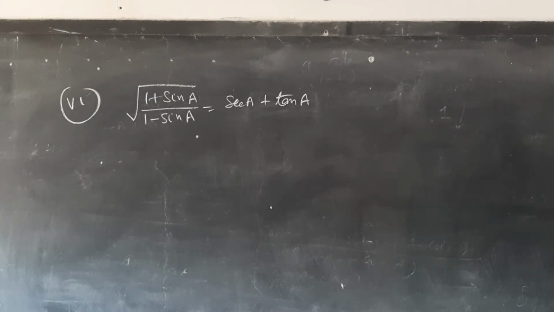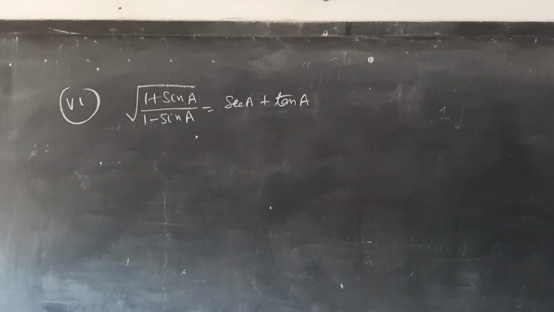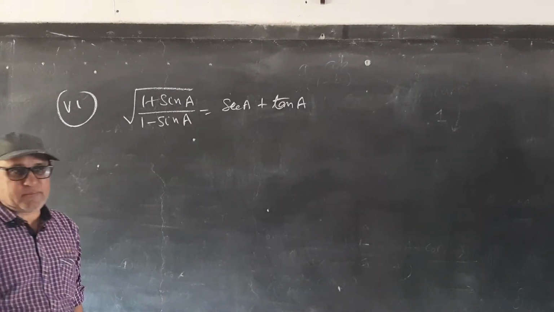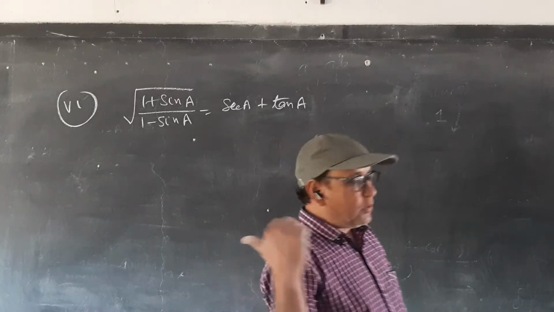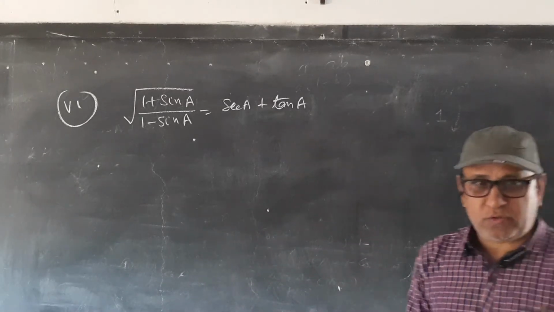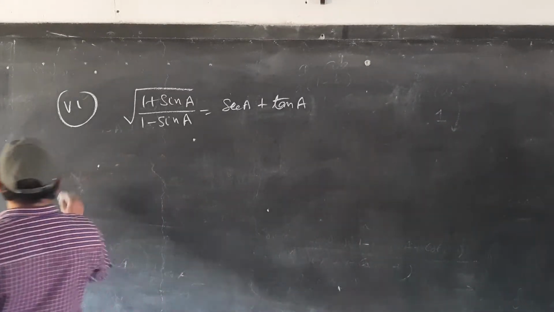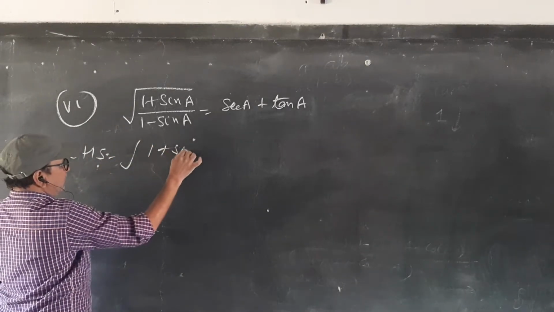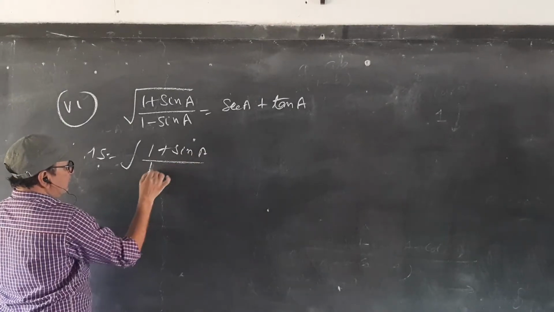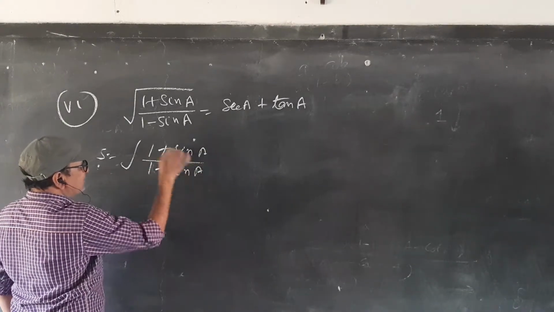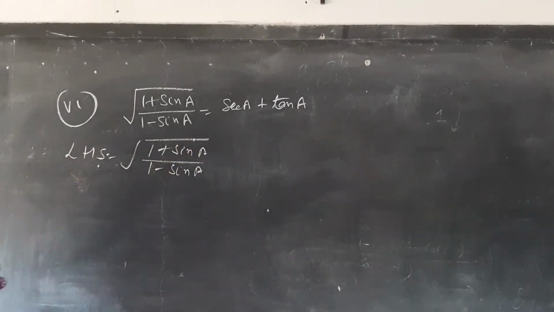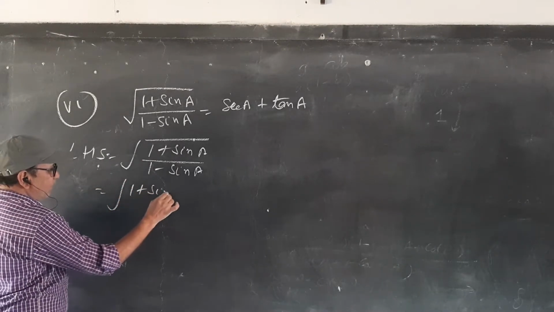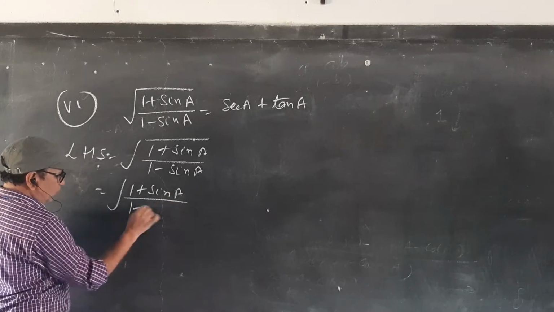So, now question number 6. Square root of (1 plus sin a upon 1 minus sin a) equal to sec a plus tan a. Clear? As you have seen in the question, the square root is given. So simply we will take rationalization. First write the LHS. Now step number 1: square root of (1 plus sin a upon 1 minus sin a).